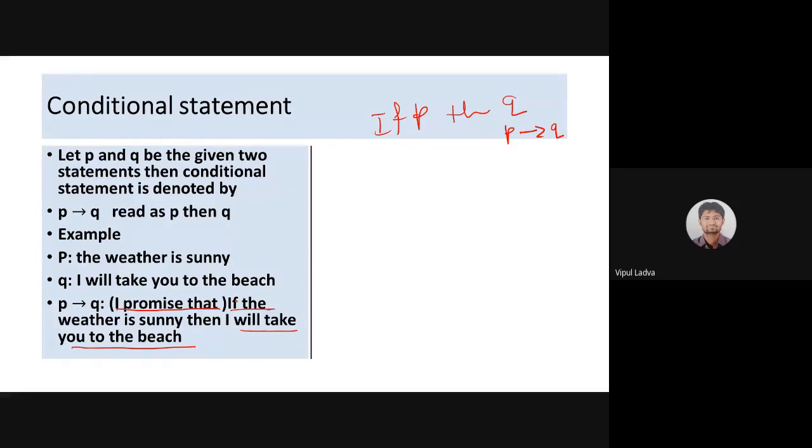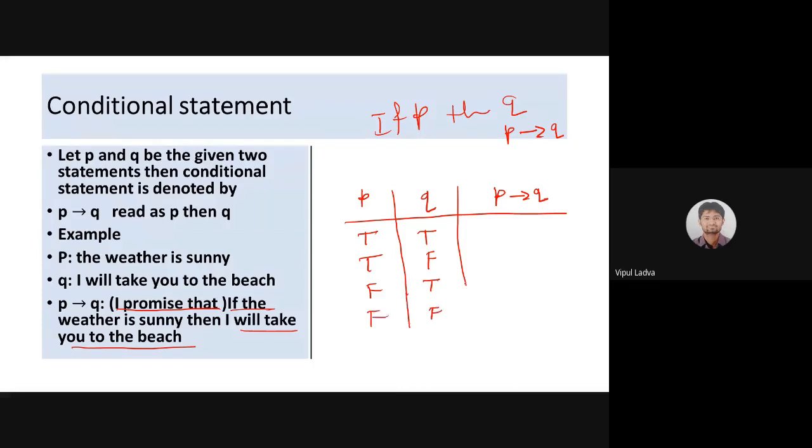So if we look at the truth value of this particular conditional statement, what do you think it should be? P, Q, and the next column will be P implies Q. What do you think it should be? Let me give all the possibilities: TT, TF, FT, and last will be FF. What should its truth value be? Raj, stay with me, talk to me. Raj, are you there? Unmute yourself, dear.